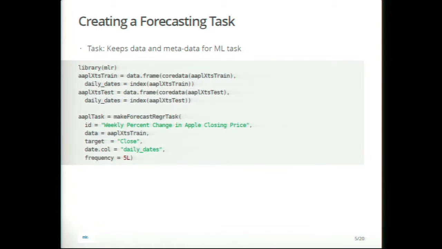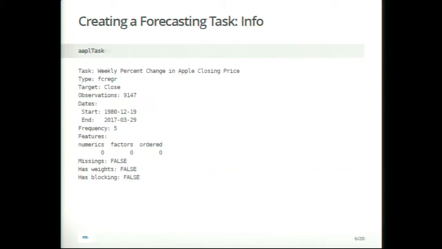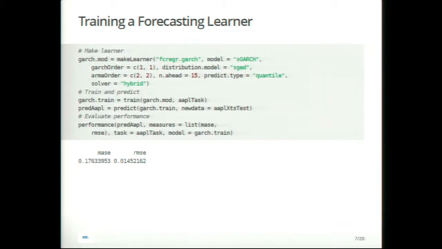And here we tell it this has a frequency or seasonality of 5. There's not really a seasonality of 5. I just chose it to show that we could do it. This printout gives you a much better idea when you go and look later and see we're doing weekly percent change in Apple closing price. It tells you the start and end dates, the frequency. Notice we have no features here because we're doing a univariate task. But we also can confirm that we have no missing data and that sort of thing.